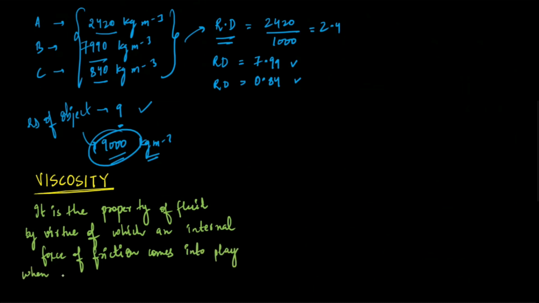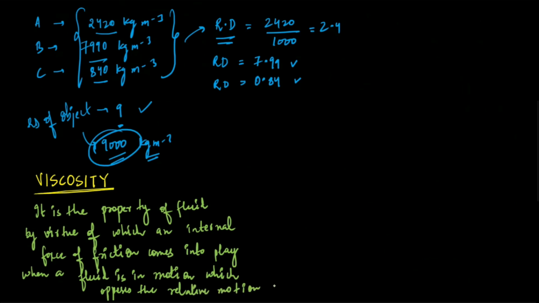when a fluid is in motion, which opposes the relative motion between its different layers. So we can also understand this thing as fluid friction. So viscosity can also be regarded as fluid friction.